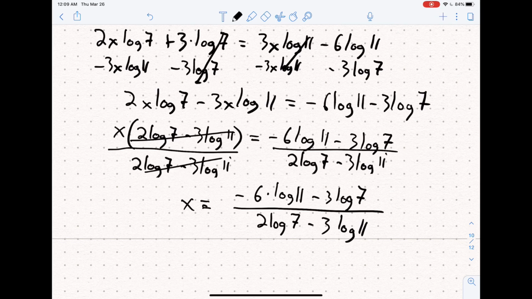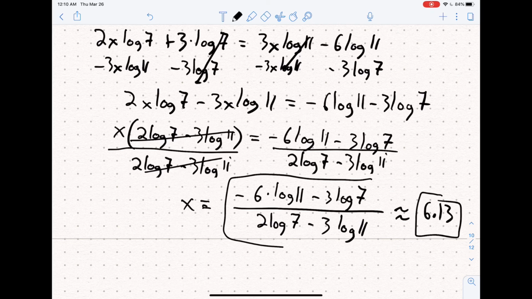Now, altogether, if we plug this into a calculator, we get that this is approximately equal to 6.13. This is our approximate answer. This is our exact answer. And that concludes our exercise 14.4, I believe it is. Okay, thanks everybody. Go ahead and try the web work, and best of luck.